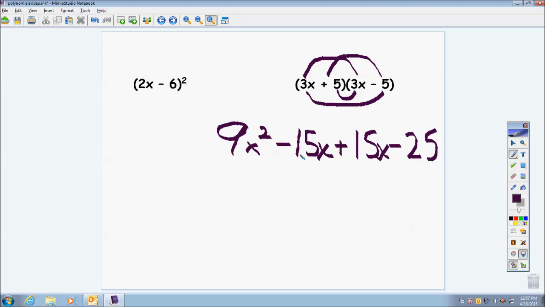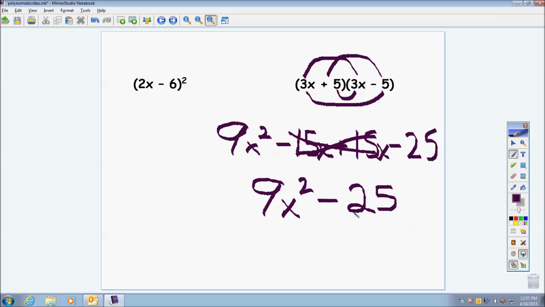Now here's what I want you to notice. Negative 15x and 15x cancel. These are gone. So your answer is going to become 9x squared. So you're going to have a quadratic. You're not going to have a linear term this time. It's going to be a quadratic minus the constant. And this is a special type. This is called the difference of two squares. Difference is subtraction. 9 is a perfect square and 25 is a perfect square. We will factor this in the fourth quarter.